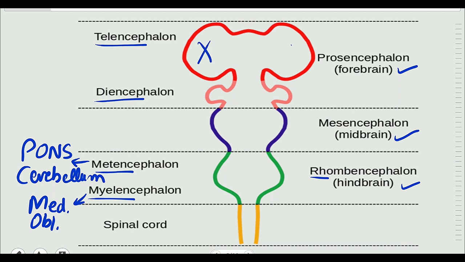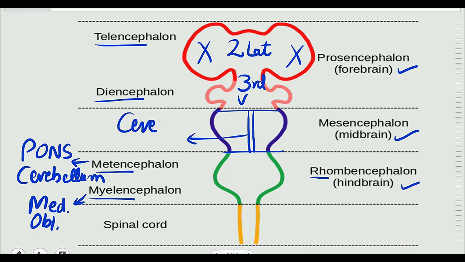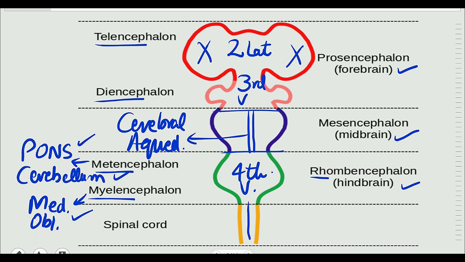In the forebrain, on the lateral aspects, we have got the two lateral ventricles. And in the diencephalon, here we have got the third ventricle. And in the midbrain, here we have got a narrow channel that is known as the cerebral aqueduct. After the cerebral aqueduct, the cerebrospinal fluid will reach the fourth ventricle, that is bounded by the pons, cerebellum, and the medulla. In the end, the CSF will move down to the spinal cord in the central canal. This is the central canal inside the spinal cord.